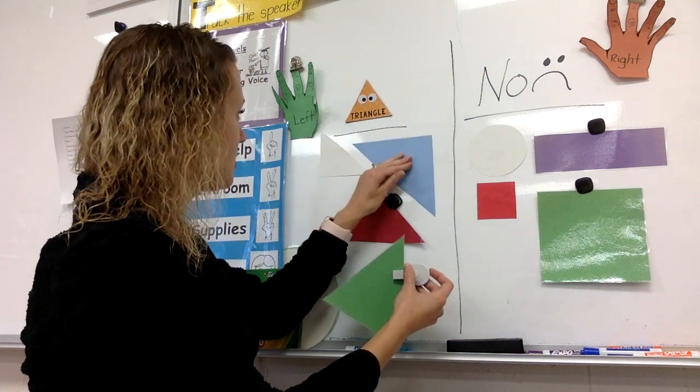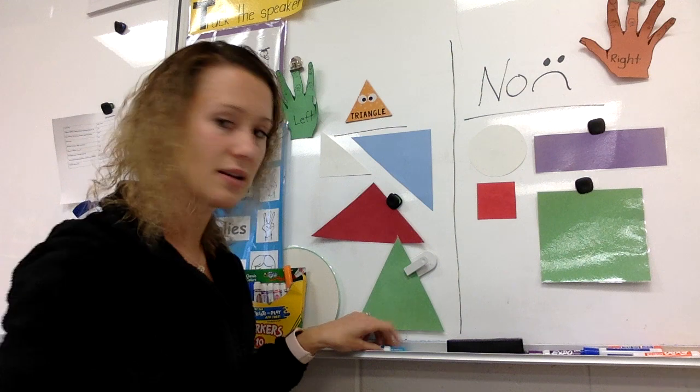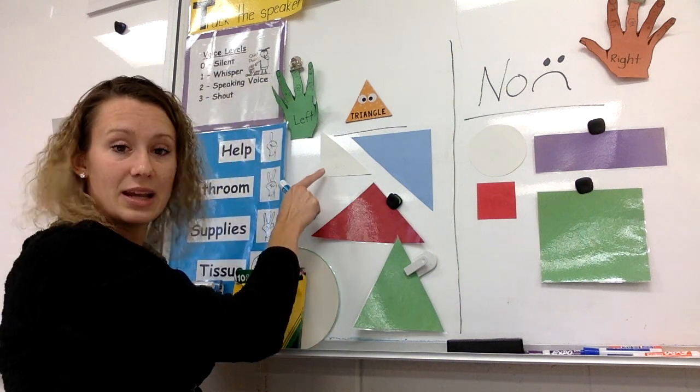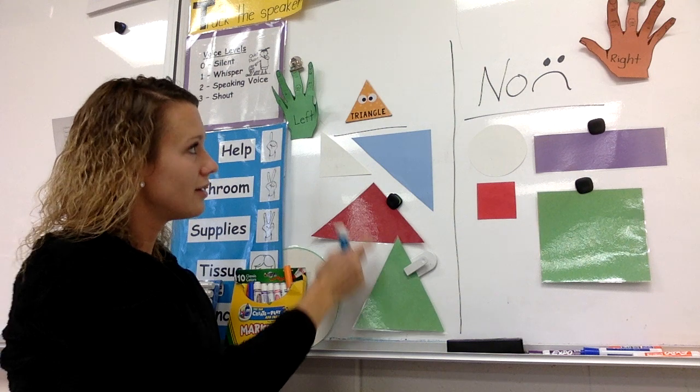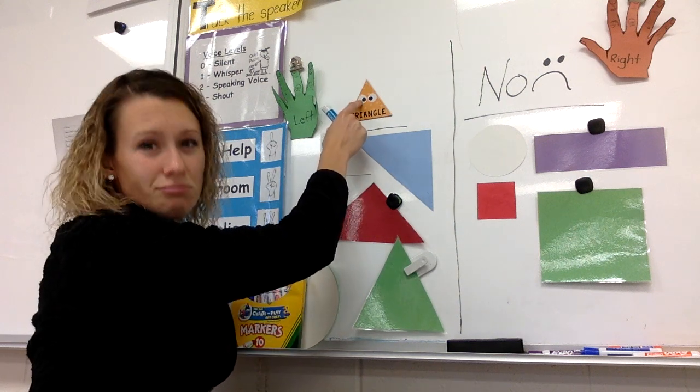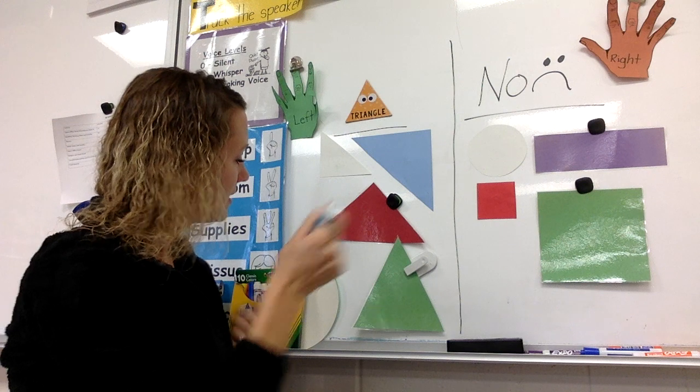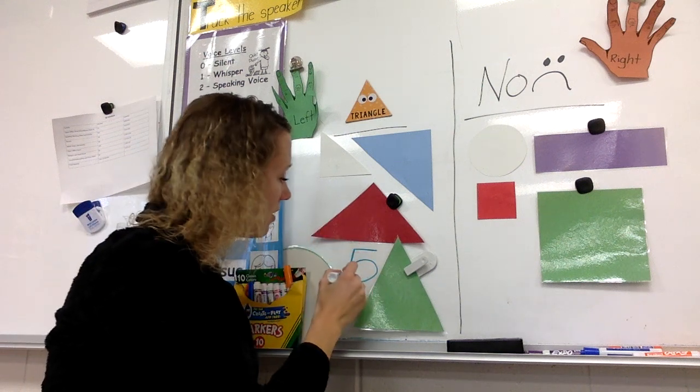Let's count how many shapes we have on each side. Let's do the triangles first. Count with me. Ready? Go. 1, 2, 3, 4. Should we count this one? 5. I'm going to write 5.